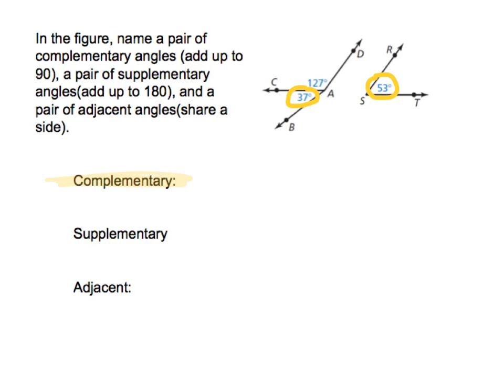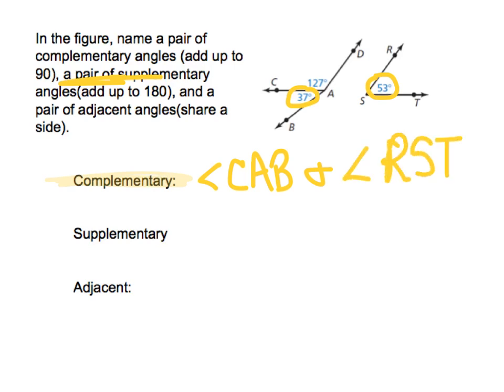So when we're naming a pair of angles, okay, that means we need to name two angles. Well, the first angle, the 37-degree angle, is angle CAB. We could also call that angle BAC. And the other one that makes the complementary angle is that 53-degree angle over there, which is angle RST or TSR.